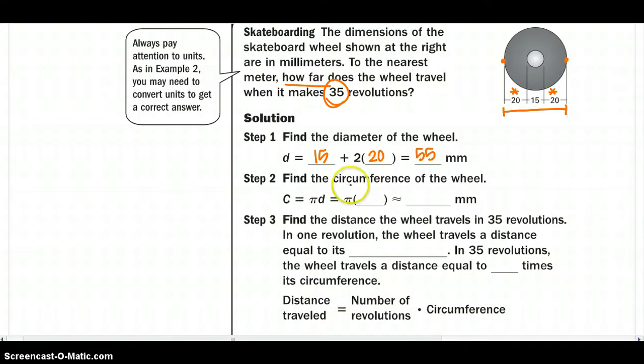Using that information, we can find the circumference, and since we have the diameter, we can use pi times the diameter. So we'll say pi times 55, which gives us the most exact, but approximately 172.8 millimeters. Our next step, we need to find the distance the wheel travels in 35 revolutions. In one revolution, the wheel travels a distance equal to its circumference, because it's the distance around the circle.